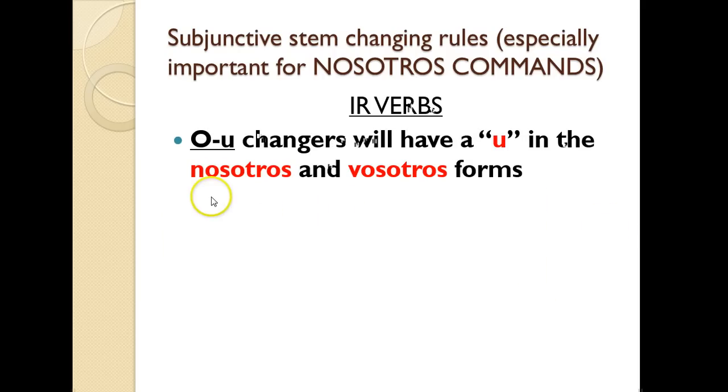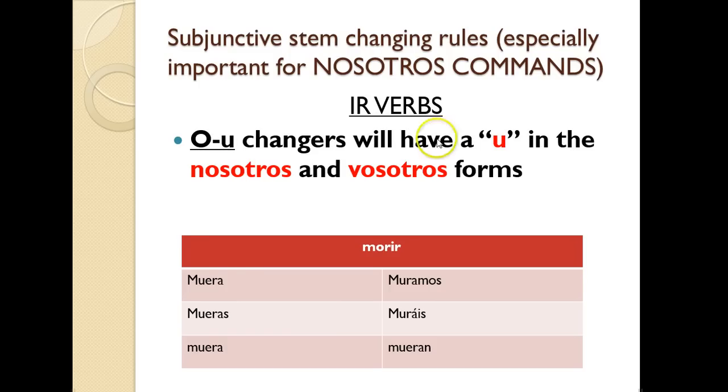And then finally, in my IR verbs, O to U changers are going to have a U in the nosotros and vosotros forms. So here's my example. I've got muera, mueras, muera, muramos. Here's that U in the nosotros and in the vosotros forms.